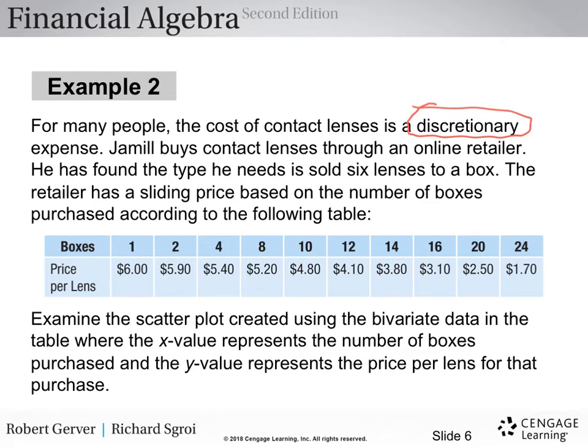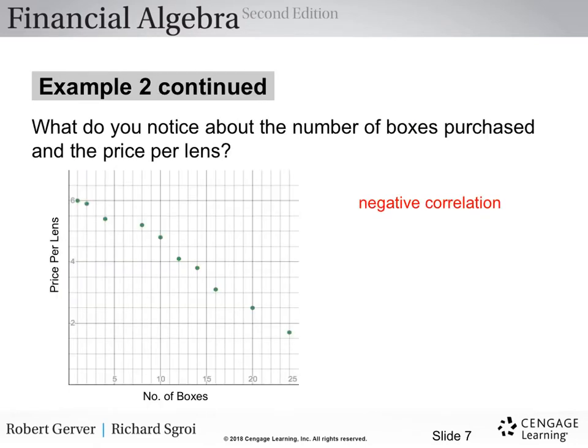Now, examine the scatter plot created using the bivariate data in the table, where the x value represents the number of boxes, so the top row is going to be x, and the y value represents the price per lens, so the second row is going to be the y. So if we plot that data, we get something that looks like this. Notice the vertical axis is price per lens, the horizontal axis is number of boxes.